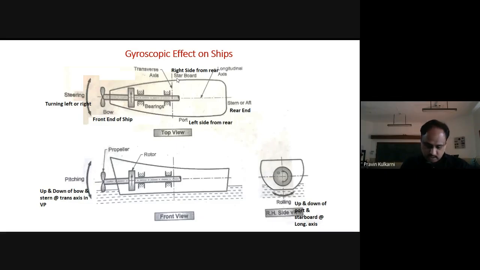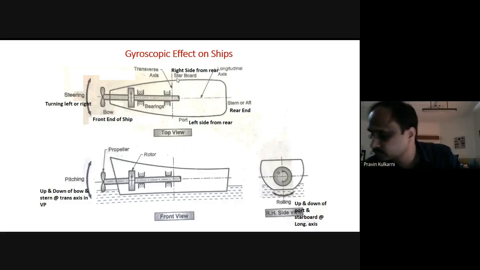So these terms are necessary. You must remember these different terms in this fashion. So four terms are: bow is the front end of the ship, stern is the rear end. When you look from the rear side, the left side is port and the right side is starboard. Okay.